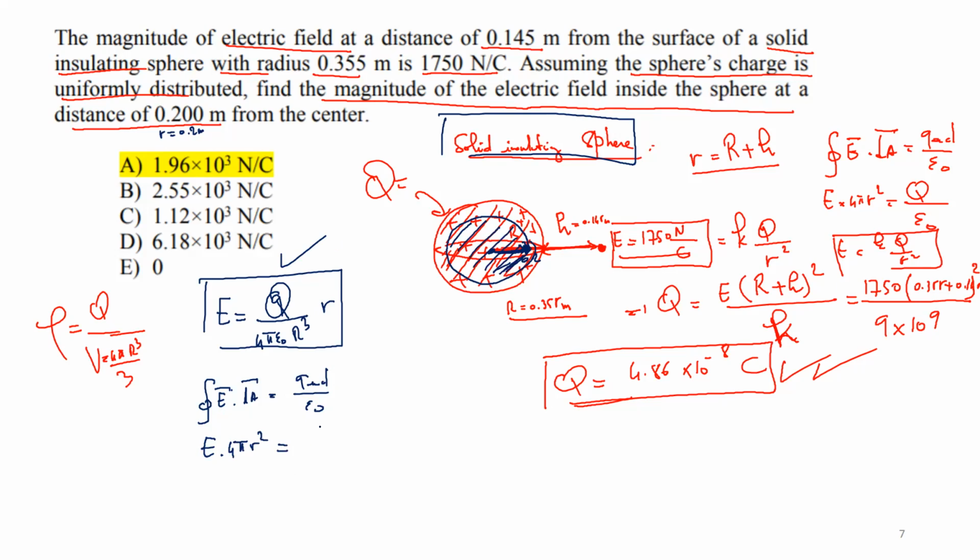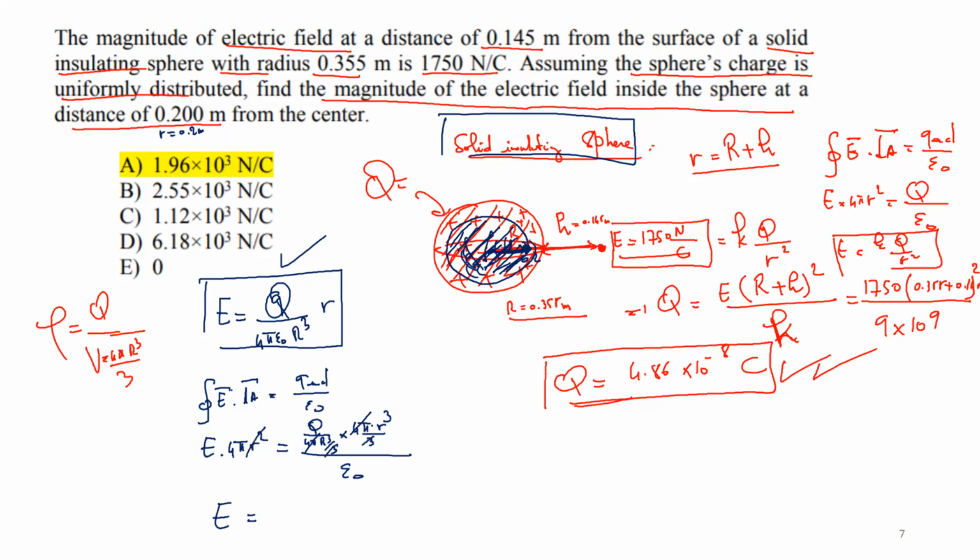So it will be the density, basically the charge density, Q divided by 4 pi r cubed divided by 3, multiplied by the volume. The volume of this inner sphere, my Gaussian surface, is 4 pi r cubed divided by 3. You see this 4 pi goes away, this goes away, and don't forget to divide by epsilon naught. So you end up with E.